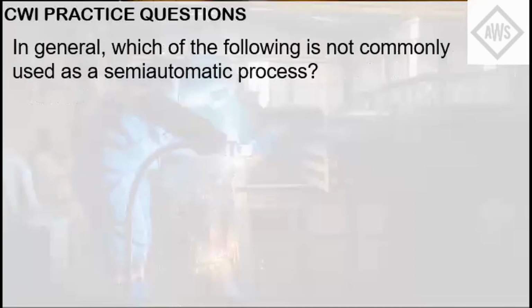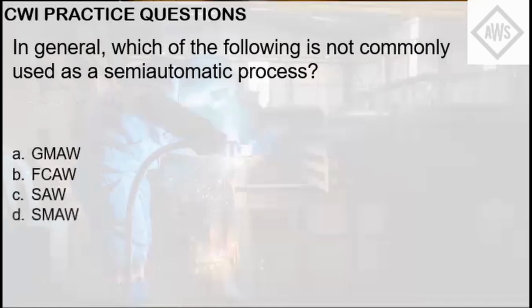In general, which of the following is not commonly used as a semi-automatic process? A. GMAW, B. FCAW, C. SAW, D. SMAW. So letter A, B, and C use an automatic process of feeding the filler metal or the wire into the gun of the welding machine. So that goes for MIG welding, for GMAW, for FCAW that goes as well. And of course, SAW can be an automatic process because of the automatic feeding of the electrode or the wire into the gun or into the welding machine.